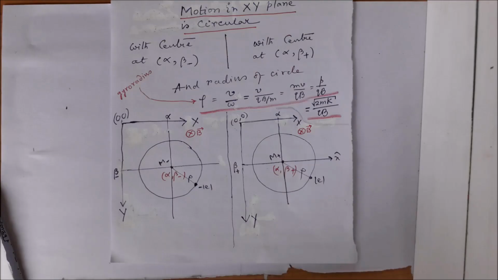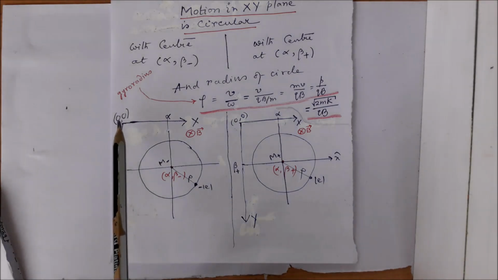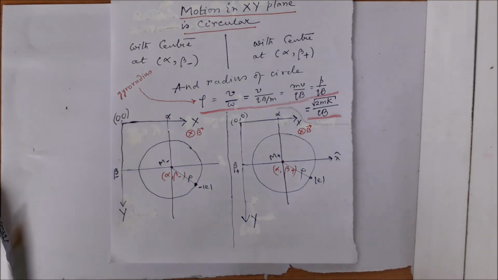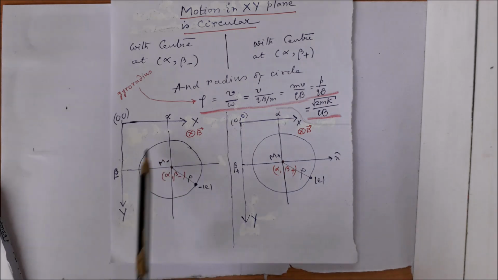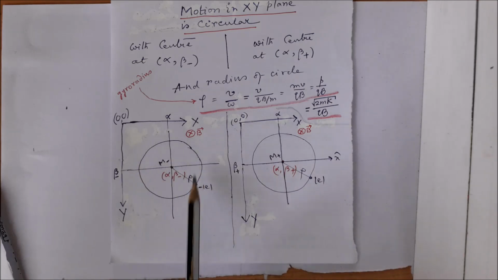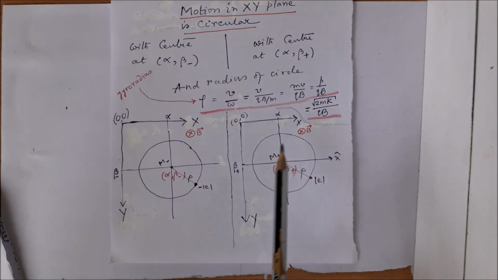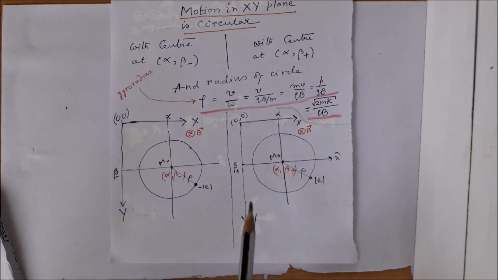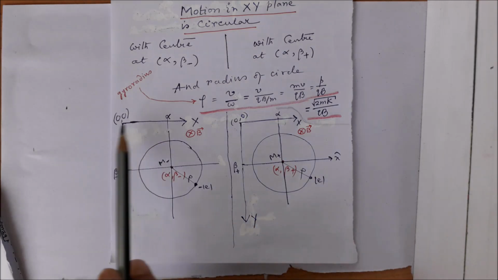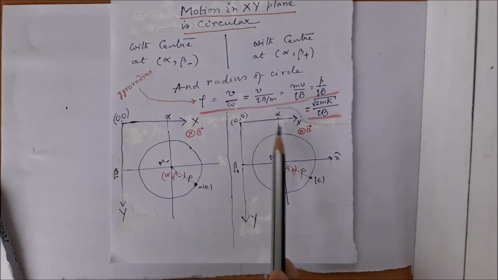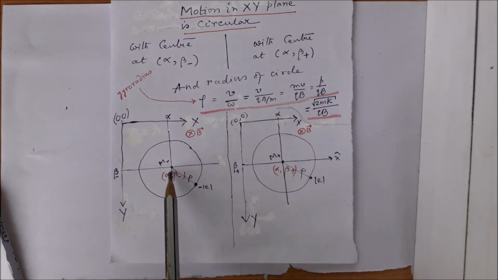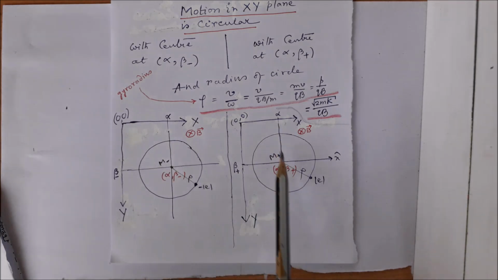Now the plot. 0, 0 represents the origin, and the centers are here. Alpha, beta minus is the center of the trajectory followed by the negatively charged particle. Alpha, beta plus is the center of the trajectory followed by the positively charged particle in the magnetic field. Now this is alpha, this one is beta minus, and this one is beta plus.